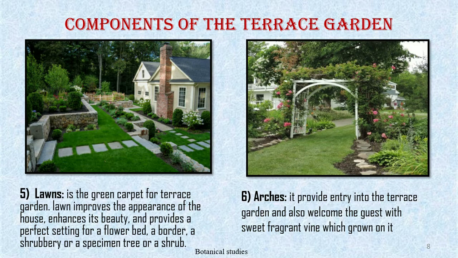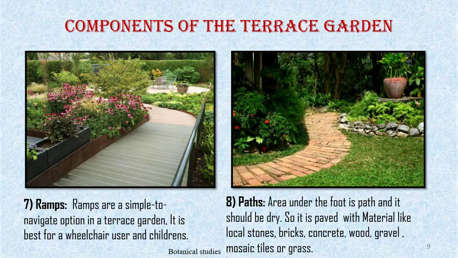Sixth, arches. Arches provide entry into the terrace garden and also welcome the guest with sweet fragrant vines which are grown on it. Seventh, ramps. Ramps are a simple to navigate option in a terrace garden. It is best for a wheelchair user and children.